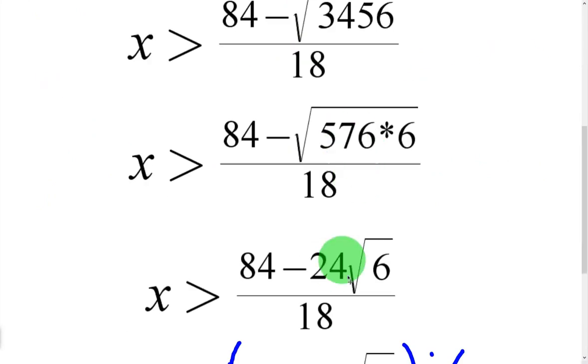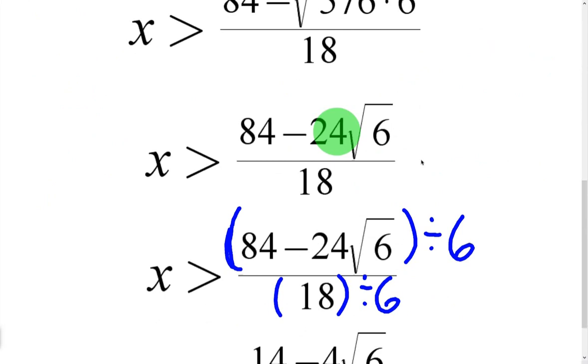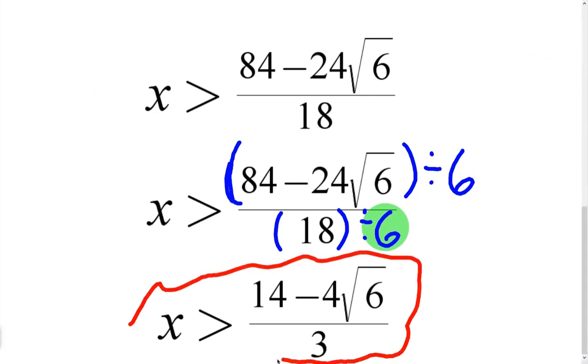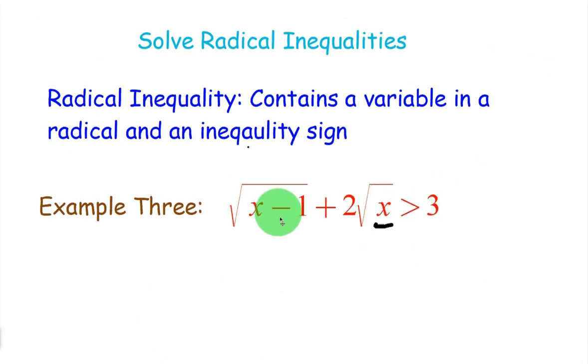Square root of 576 is 24. And then you can actually divide each of these terms by 6. And here is our final answer, folks. X is bigger than (14 minus 4 square root of 6) over 3, which again is approximately equal to 1.4. Let's go back to our original equation. So what that means is as long as I plug in anything bigger than approximately 1.4 into this equation, including for example 1.5, it will work and it will be bigger than 3.